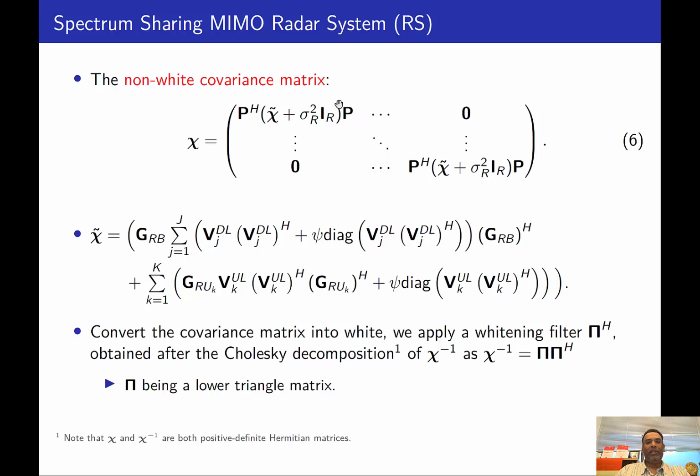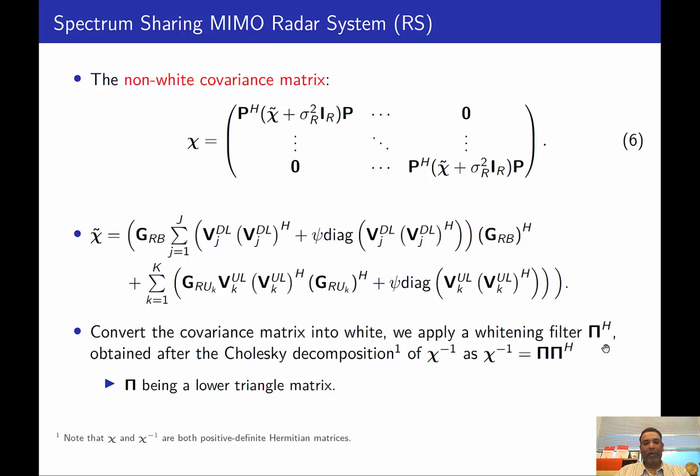This is the non-white covariance matrix, the colored matrix here. This matrix Psi tilde is given by this. This is the noise plus interference matrix. Psi tilde is given by this expression, and here are the interference matrices appearing. So we want to whiten this signal, that is, convert the covariance matrix into white.